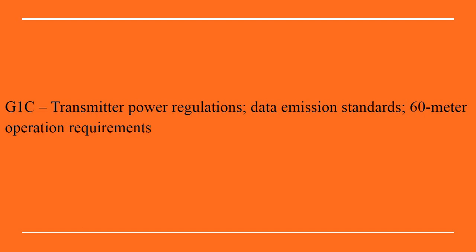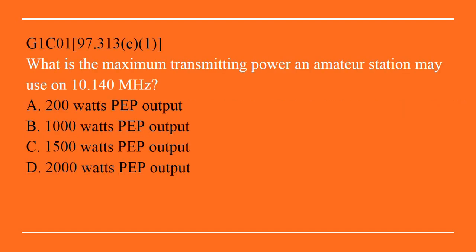G1C covers transmitter power regulations, data emission standards, and 60-meter operation requirements. G1C01. What is the maximum transmitting power of an amateur station on 10.140 MHz? A. 200 watts peak envelope power output. B. 1000 watts peak envelope power output. C. 1500 watts peak envelope power output. Or D. 2000 watts peak envelope power output. Correct answer is A. 200 watts peak envelope power output.